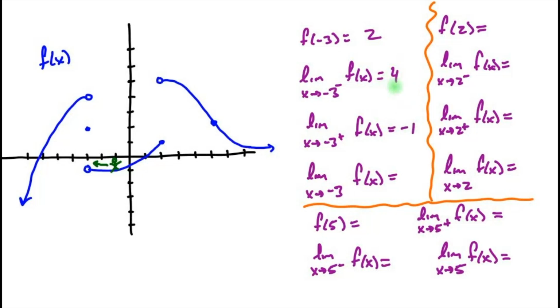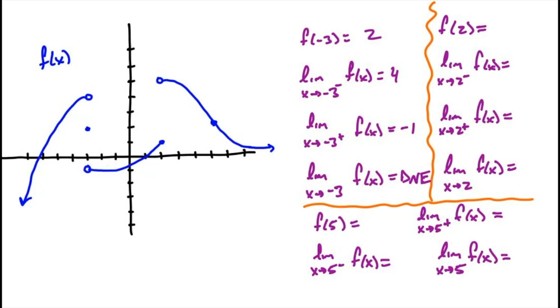You can see that these two limits don't agree with each other. So the final question here, the limit as x approaches -3, we say the answer does not exist because the two sides don't agree with each other. The evidence doesn't support a conclusive answer.